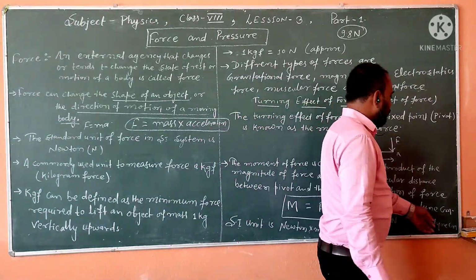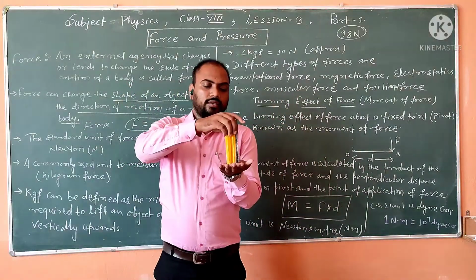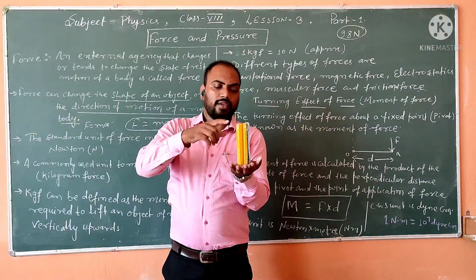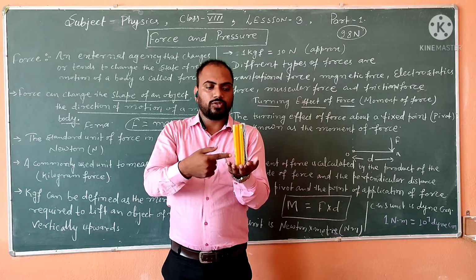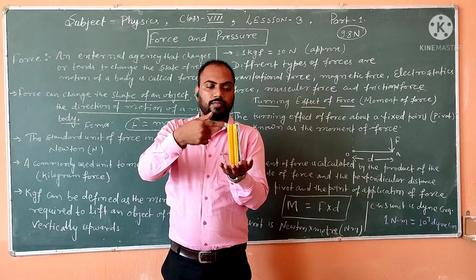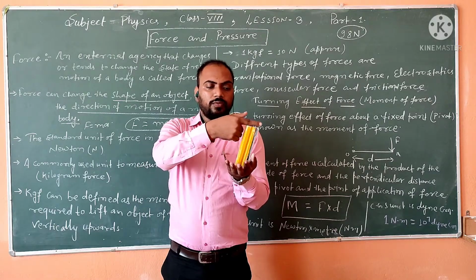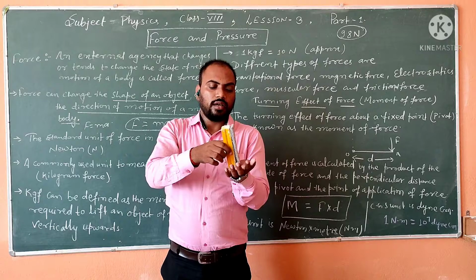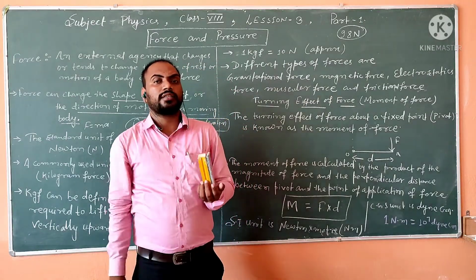For example, if this duster is like this and I am applying force here, I have to apply more force. While if I apply a little force here, a little force will turn this duster like this. This is called the turning effect.